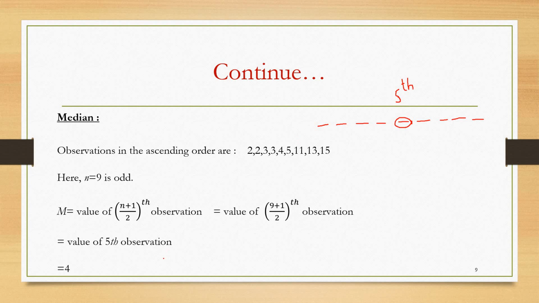Actually, what we will do is n plus 1 divided by 2. N represents the total number of observations. Total number of observations plus 1 divided by 2 gives the position of the observation. The most important thing to remember here is 5th place is not the median. Observation on the 5th place is the median.